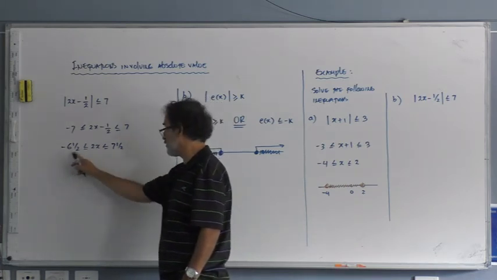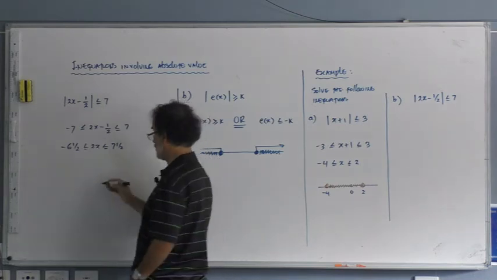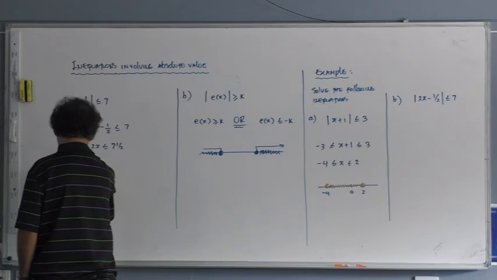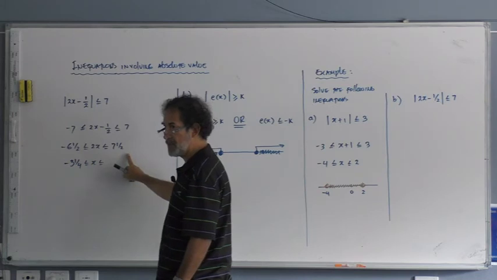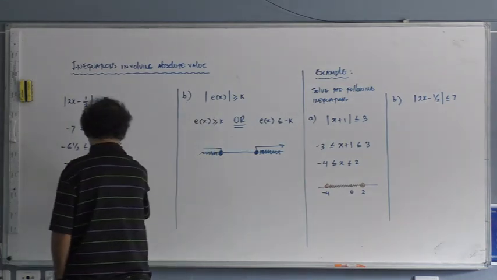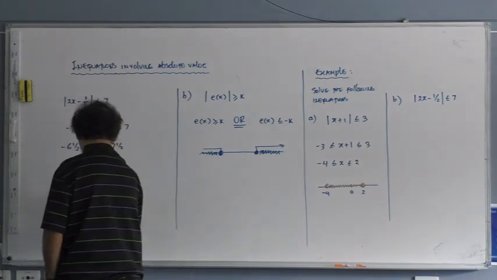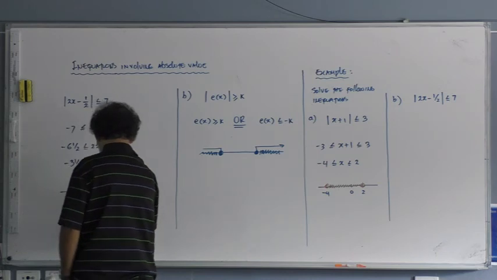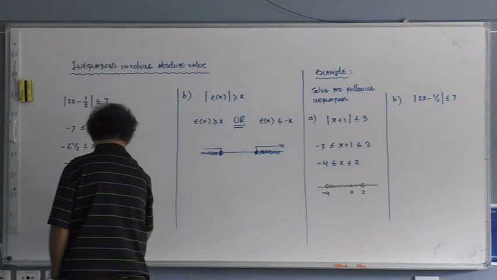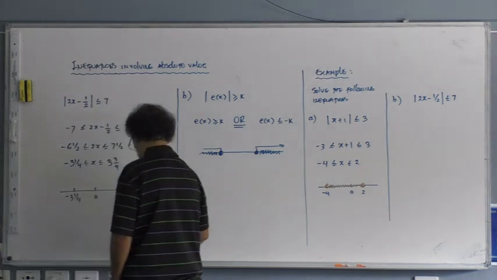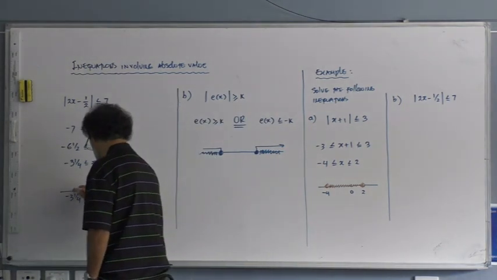So we divide by 2. What's the answer for -6.5 divided by 2? -3.25. And 7.5 divided by 2? +3.75. That's it. And then you draw the number line. Again, you can see that the solution lies between these two numbers, including those numbers.